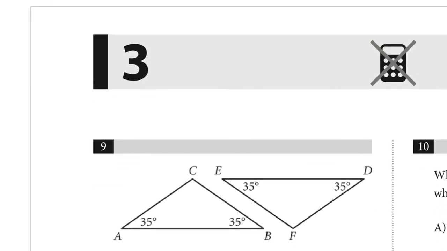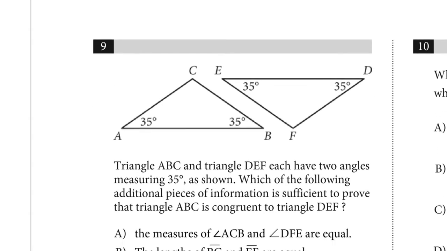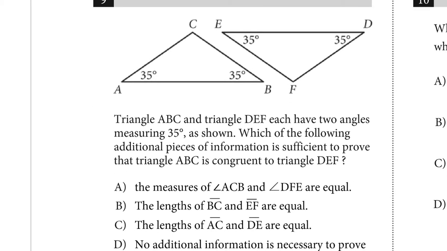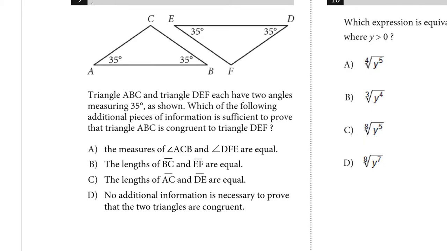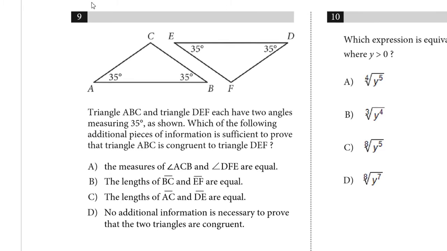Now we're going over to number 9. Number 9 is asking us about two similar triangles. And we're being asked, what information would we need to prove that the triangles are congruent to one another?